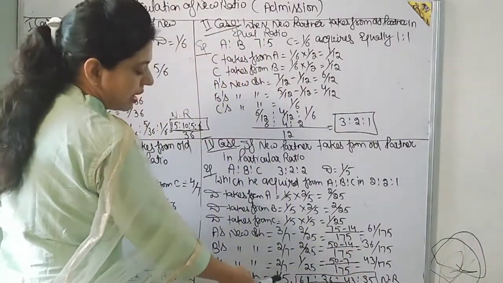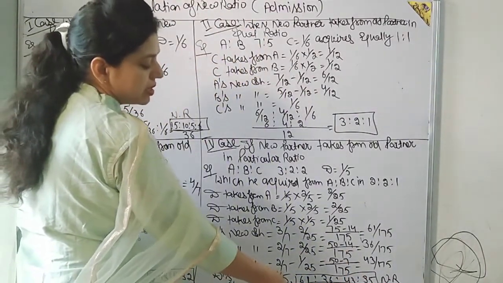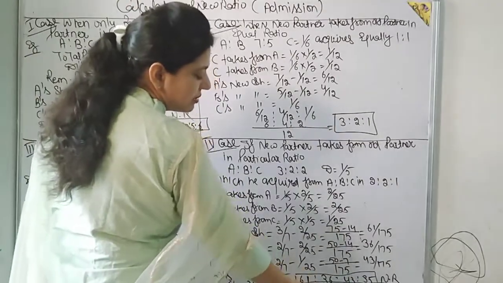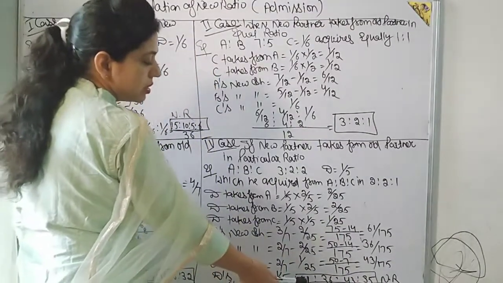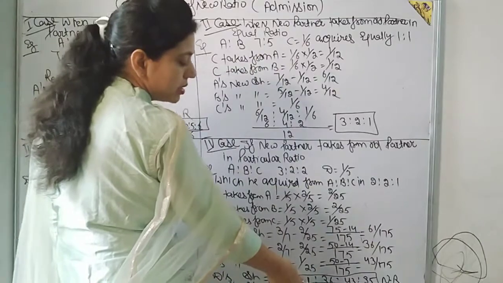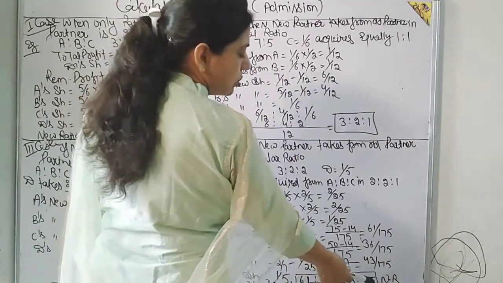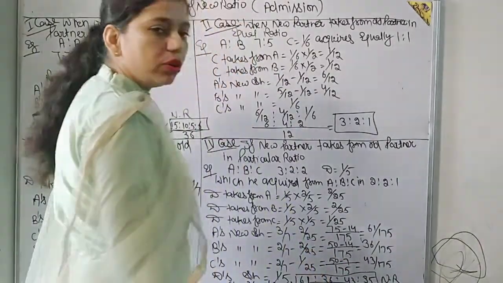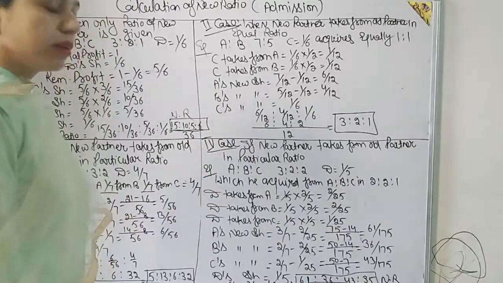And D's share we have 1/5. After that, just take LCM. LCM will be 175. And the ratio comes 61:36:43:35. So it is our new ratio. Thank you.